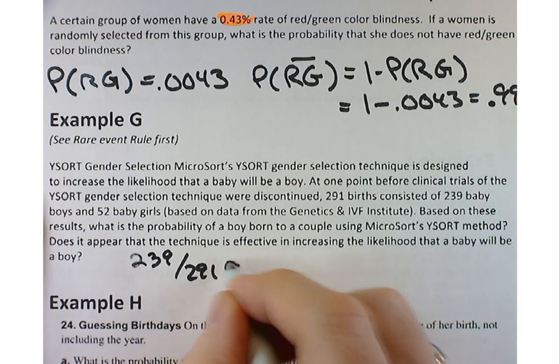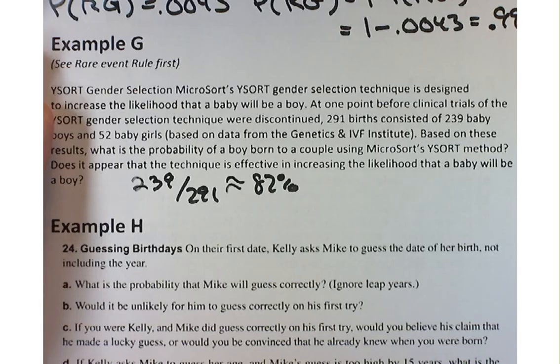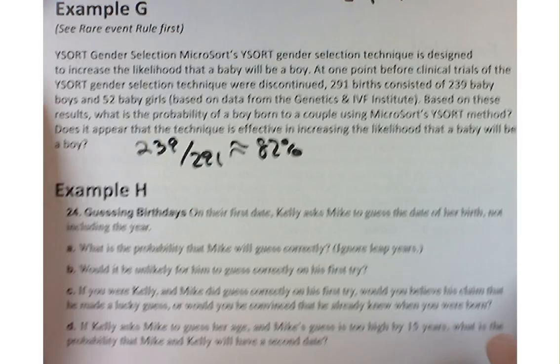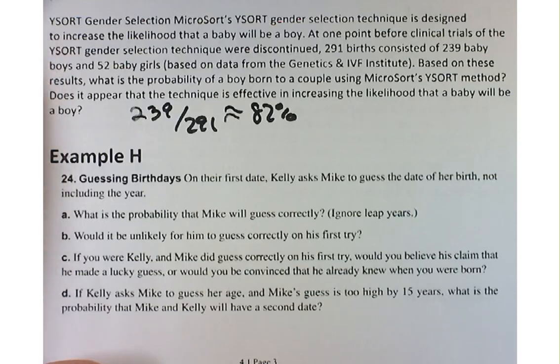So about 82%. Now, one of two things could happen. Either they got really, astronomically lucky, or what's the other conclusion that we could have about the Y-sort method? It works. Yeah. That's a pretty inescapable conclusion here, that it seems to work based on this data. So you're using the rare event rule in coming to that conclusion. You're rejecting the hypothesis that it's a 50-50 chance for a boy or a girl.